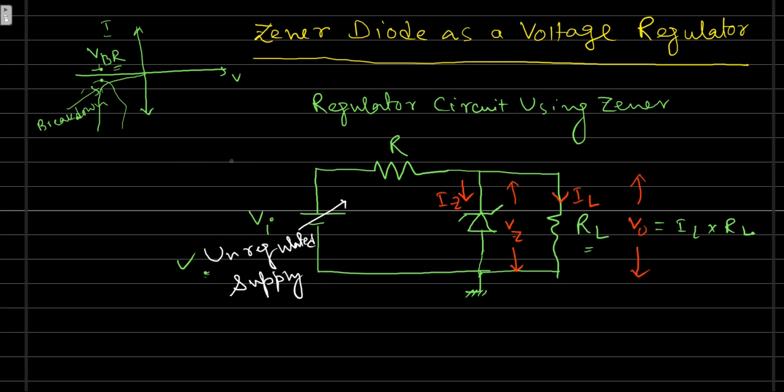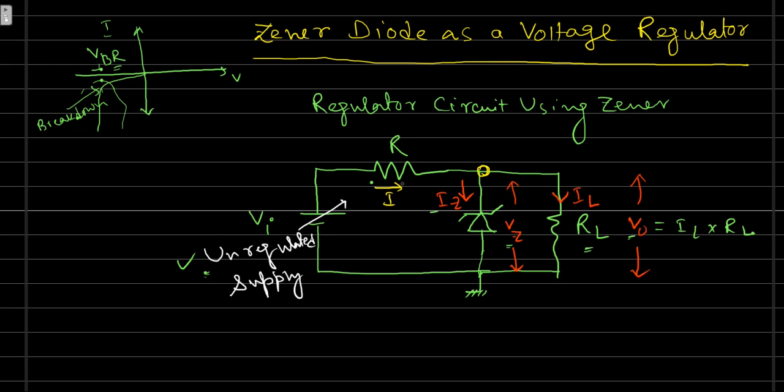Coming to the circuit description, the input is the unregulated supply voltage, and this is a resistance R. The Zener diode is connected in reverse bias because we are going to use the breakdown property of the Zener diode. IZ is the Zener current, VZ is the breakdown voltage of the Zener diode, the output voltage is V0, RL is the load resistance, and IL is the load current. Suppose I is the current flowing through this resistance.